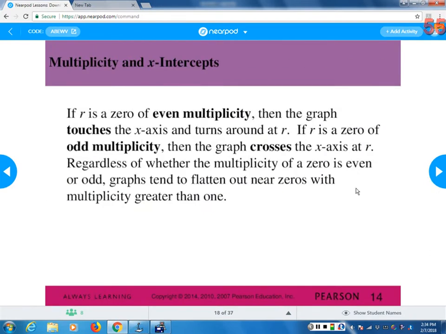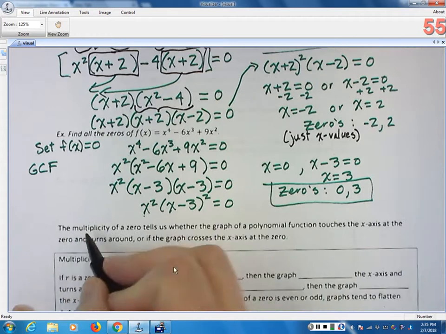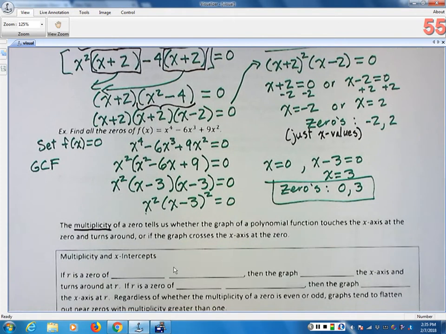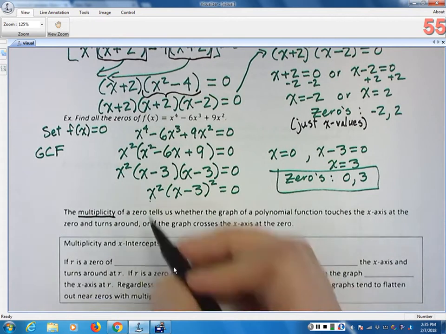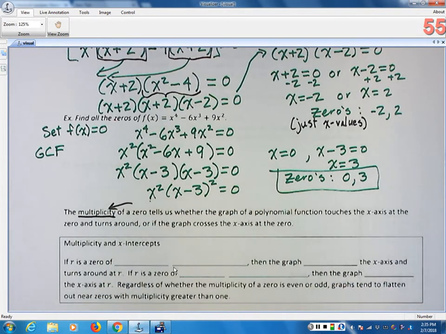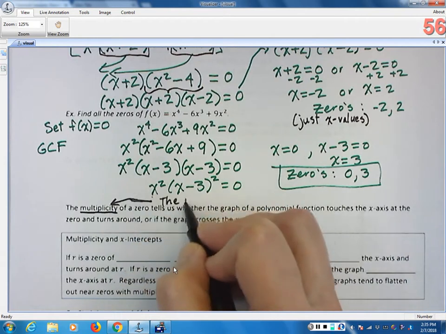Okay, so we're going to talk about multiplicity. So a multiplicity is how many times the 0 is repeated. It really doesn't tell you that here. A multiplicity is the number of times the 0 is repeated.